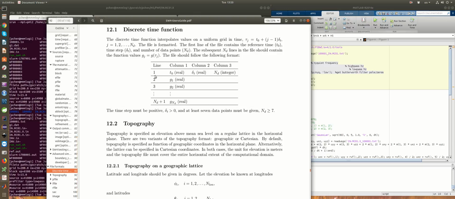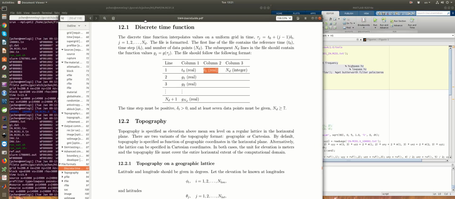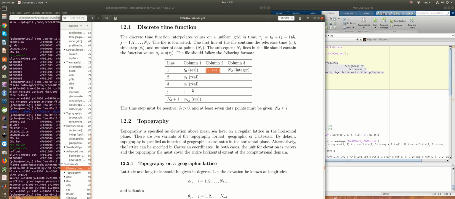The first line of the file is 3 numbers. T0, that's the starting time. Delta t, that's the sampling interval of the source time function. It doesn't have to be identical to the simulation time step. The simulation time step is computed from the velocities, but this time step is just for sampling the source time function, and then the total number of data points. That's the first row, and then all the rest of the rows are just recording the amplitudes of the source time function at all those different time sampling points. That's quite a straightforward format.